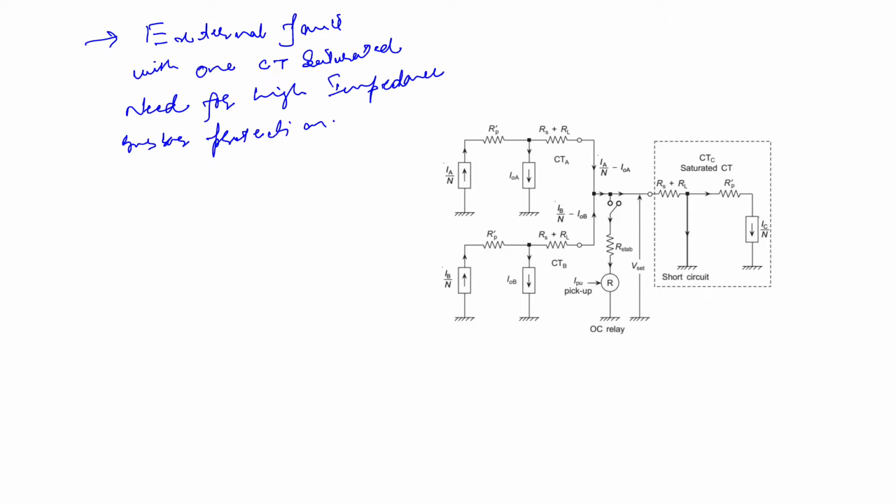Now, let us consider the external fault of 3000 ampere for the busbar shown here. We have discussed previously the busbar. Let us suppose that because of the high value of the fault current, this CT C gets saturated, while we will have CT A and CT B. These continue to operate normally.